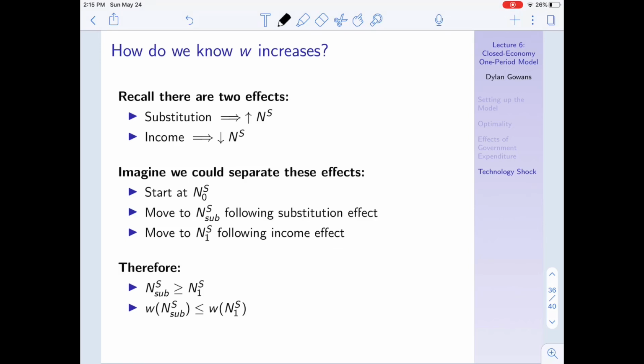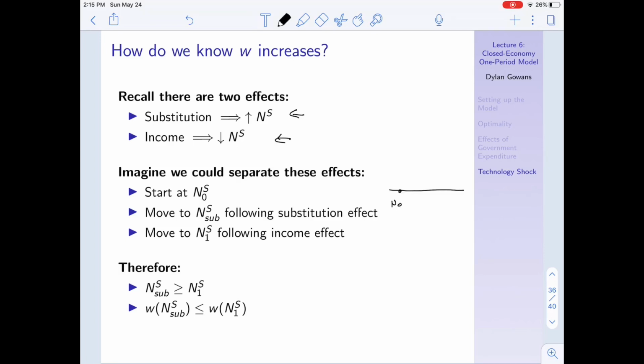Okay, so recall, there are two effects. There's the substitution effect, which leads labor supply to go up, and there's the income effect, which leads it to go down. Now imagine we could separate these effects. And I'm going to show you in a second that graphically, in fact, we can separate the two effects. So what do I mean by separate these two effects? Well, imagine we have a line like this. Here's where I was initially supplying labor, N0.